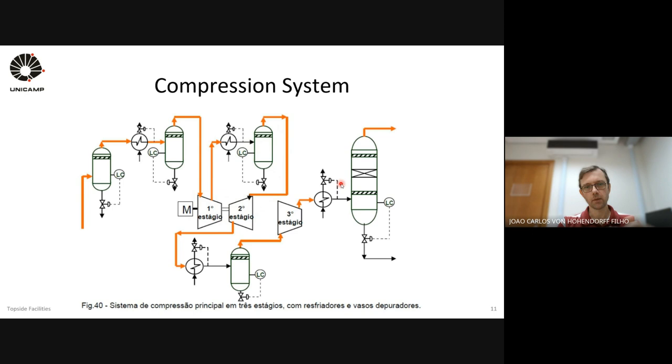Okay? And I generally have two or three stages, depending on the amount of gas pressure gain I want to impose. And again, if I have a high amount of gas, I can use parallel gas trains to handle this high amount of gas.